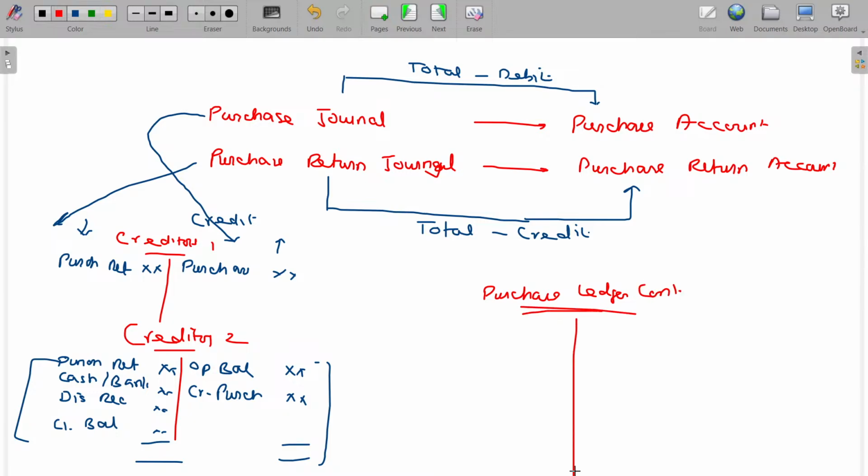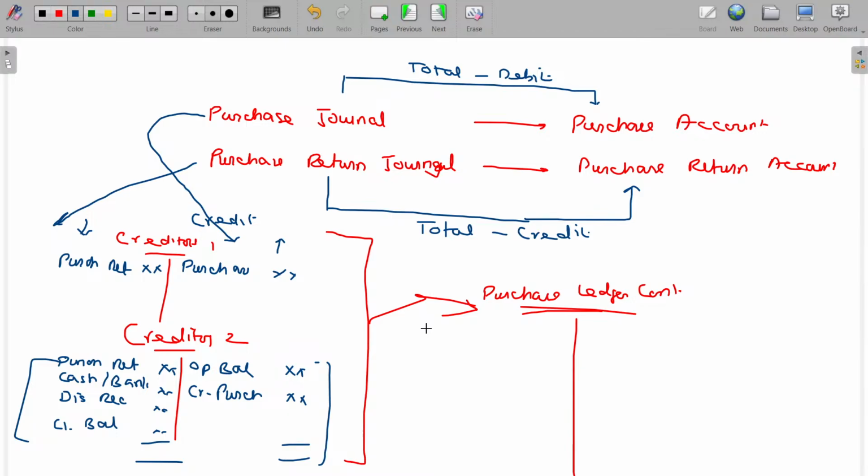Purchase ledger control is nothing but a summation of the comprehensive value of all these values. You prepare for creditor 1, creditor 2, creditor 3, like n number of creditors if you have, and you prepare each and every creditor's details separately. Comprehensively, you will prepare it in the purchase ledger control account. Here, this will appear this way.